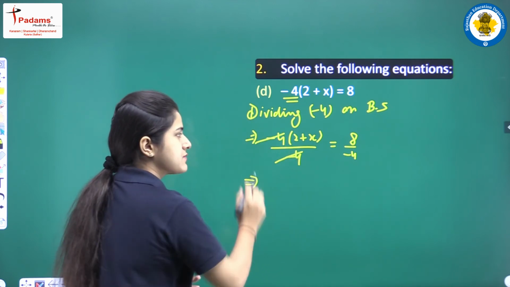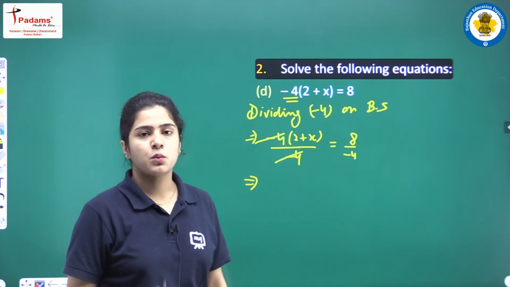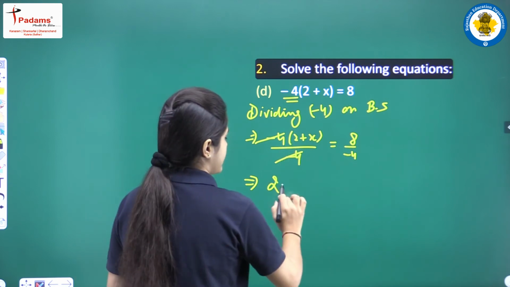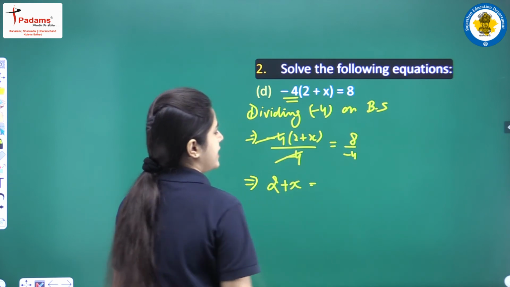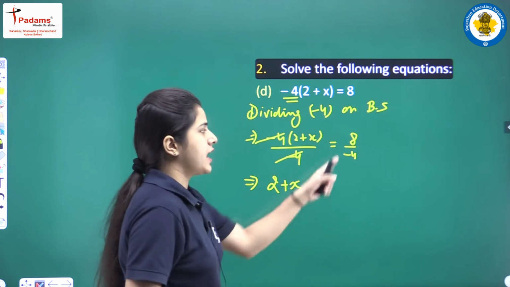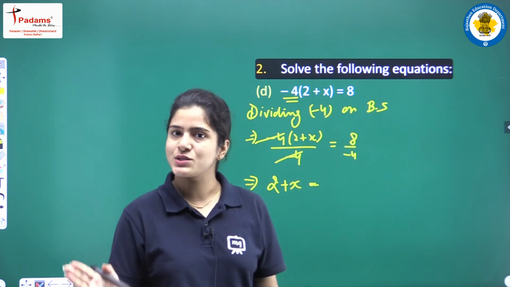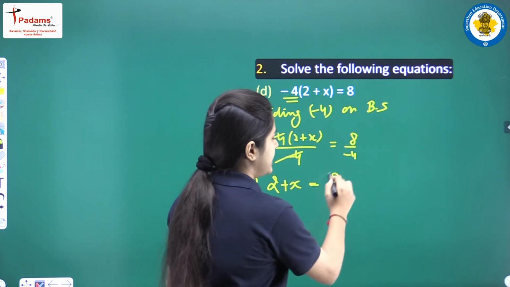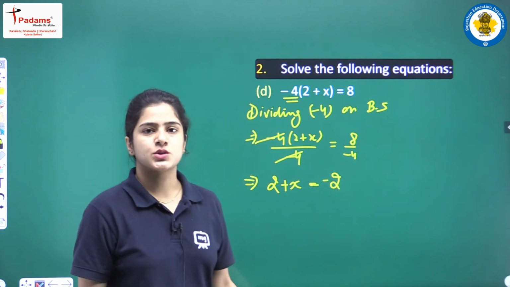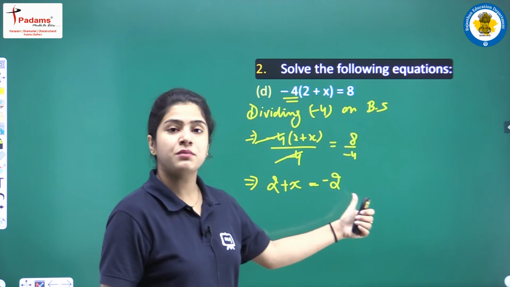Minus 4 and minus 4 will cancel out each other, students. What is left here? 2 plus x, this is left. It is equal to 8 upon 4, which is equal to 2. 2 into 4 is equal to 8, so this is 2 with a negative sign. Okay students, so 2 plus x is equal to minus 2.